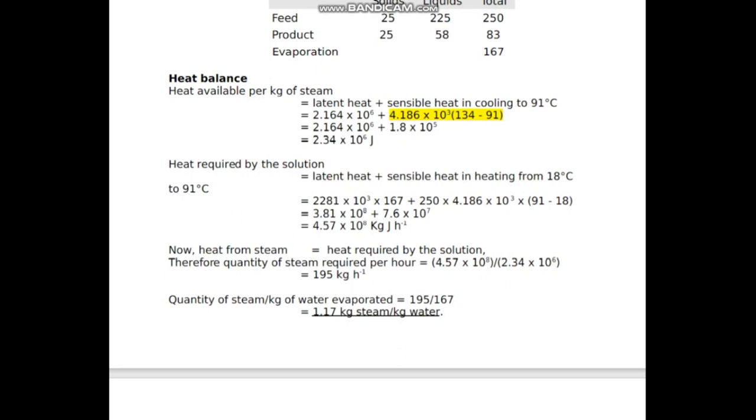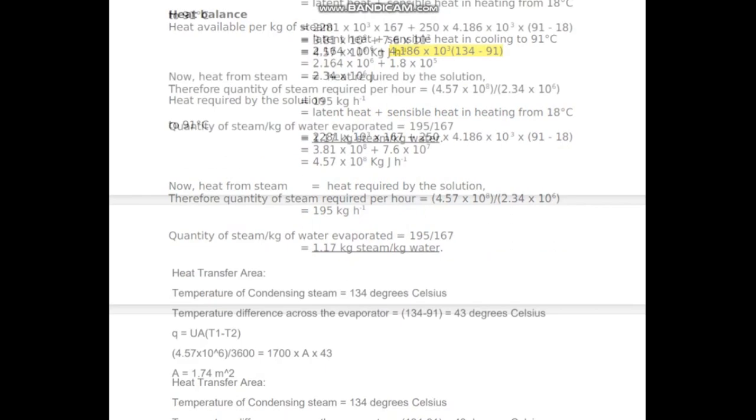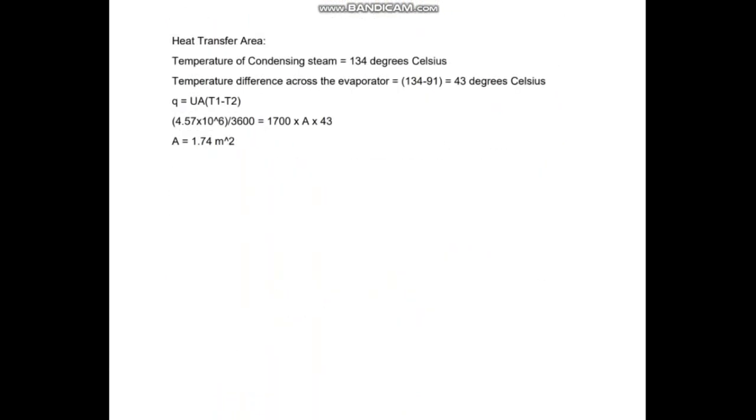So for the heat transfer area, the temperature of condensing steam is equal to 134 degrees Celsius. And the temperature difference across the evaporator is equal to 134 minus 91, which is 43 degrees Celsius.